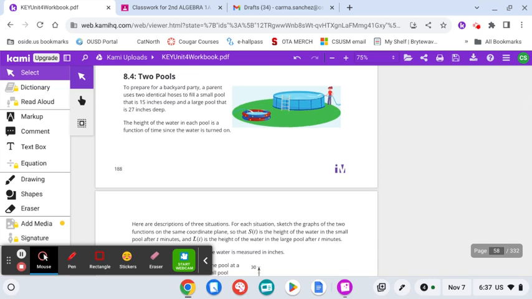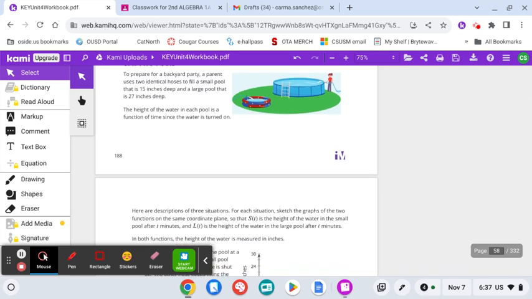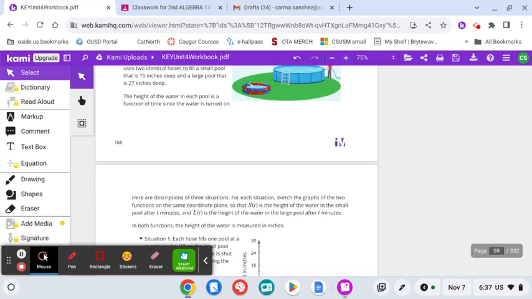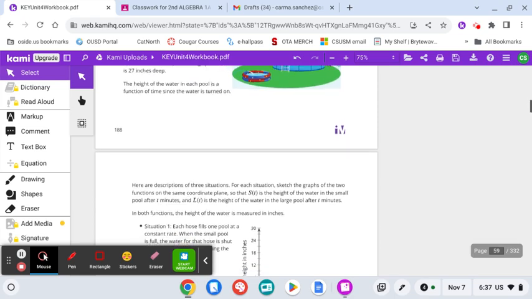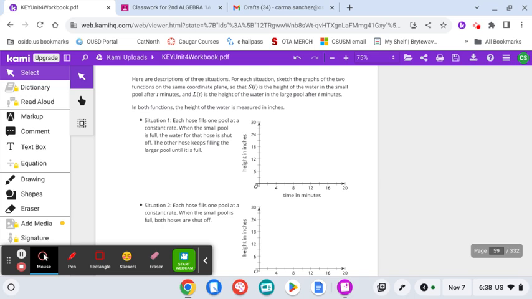To prepare for a backyard party, a parent uses two identical hoses to fill a small pool that is 15 inches deep and a large pool that is 27 inches deep. The height of the water in each pool is a function of time since the water is turned on. Here are the descriptions of three situations. For each situation, sketch the graphs of the two functions on the same coordinate.